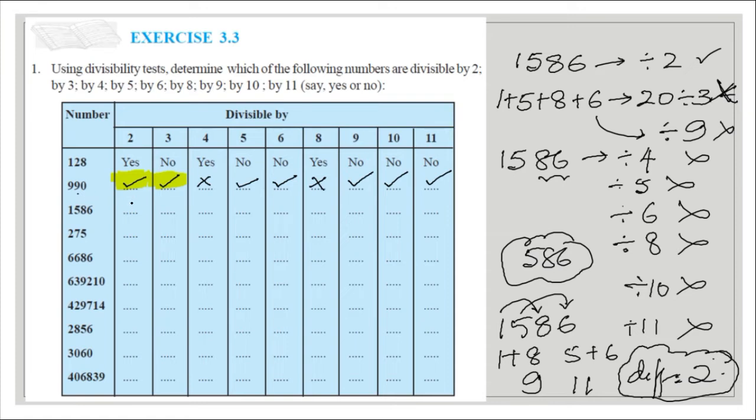So here the answer is yes for 2, no for 3, no for 4, no for 5, no for 6, no for 8, no for 9, no for 10, and no for 11. It is divisible only by 2. Like this, you need to check the divisibility for all these numbers. You can take this as a homework and solve it.